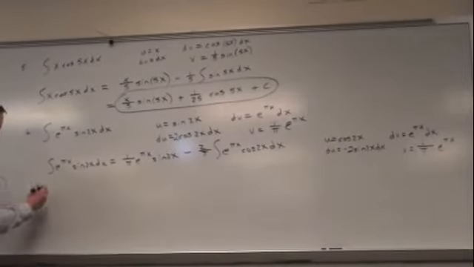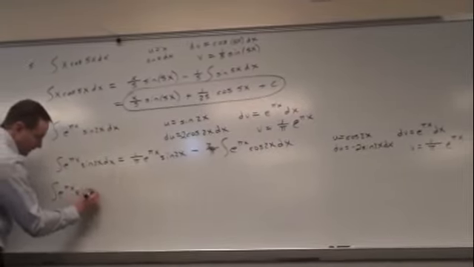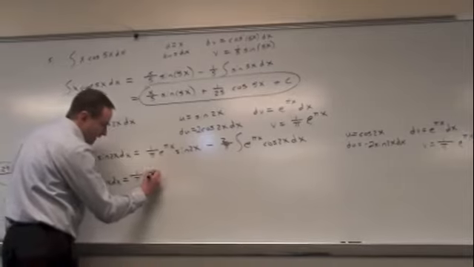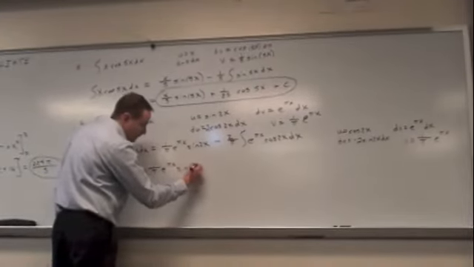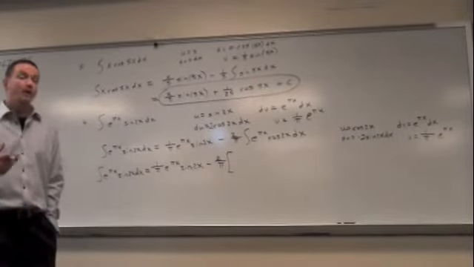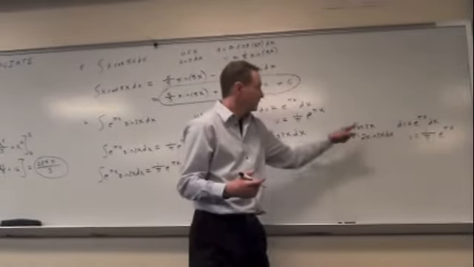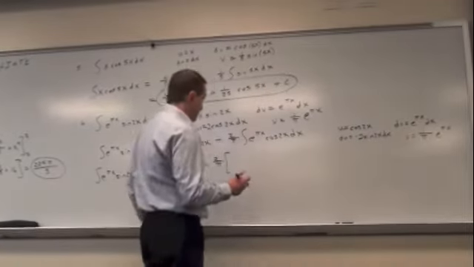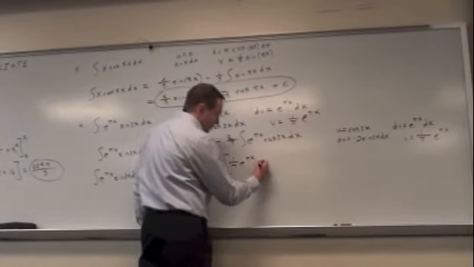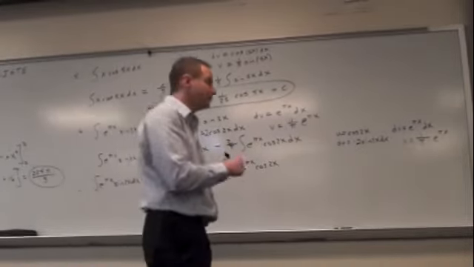So I'll say, okay, on the left-hand side, I have the integral of e to the pi x sine of 2x dx is equal to 1 over pi e to the pi x sine of 2x minus 2 over pi times the group. What's in that group? The integral of this, which is u times v, that's going to give me 1 over pi e to the pi x cosine of 2x minus the integral of v du.